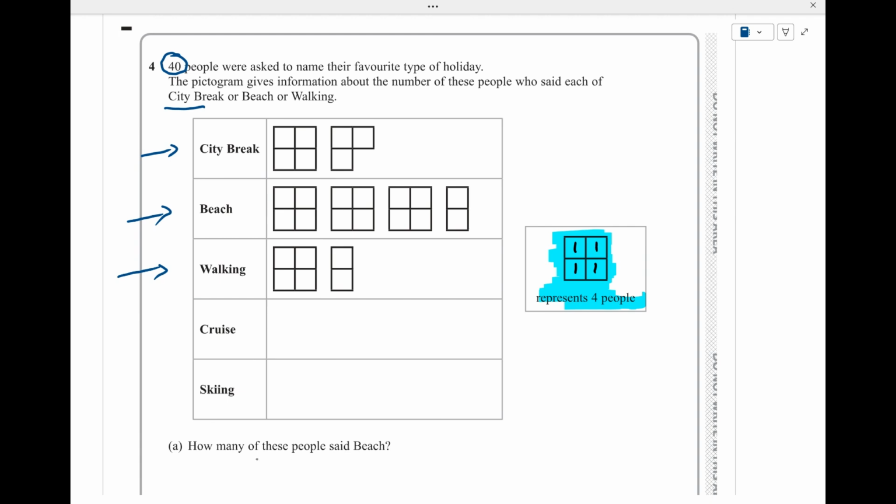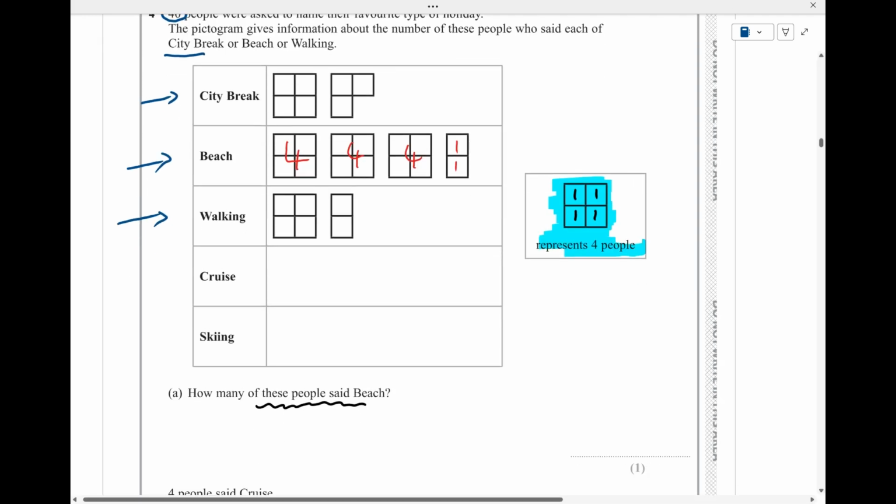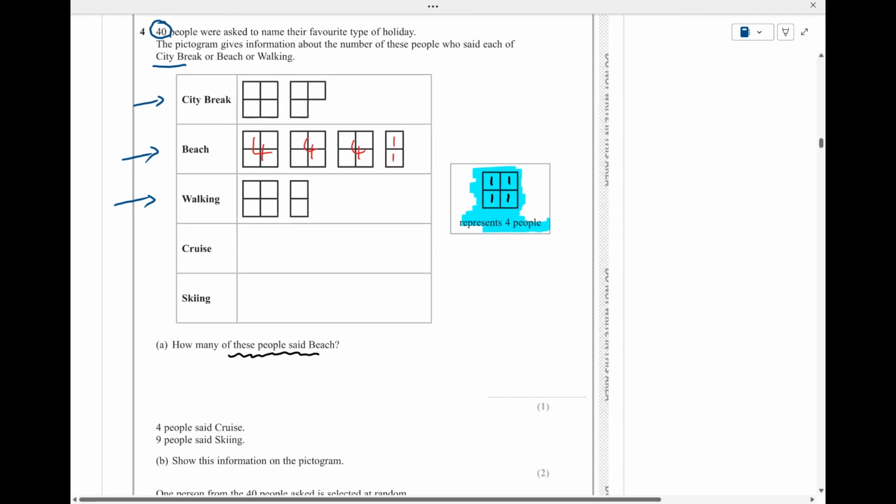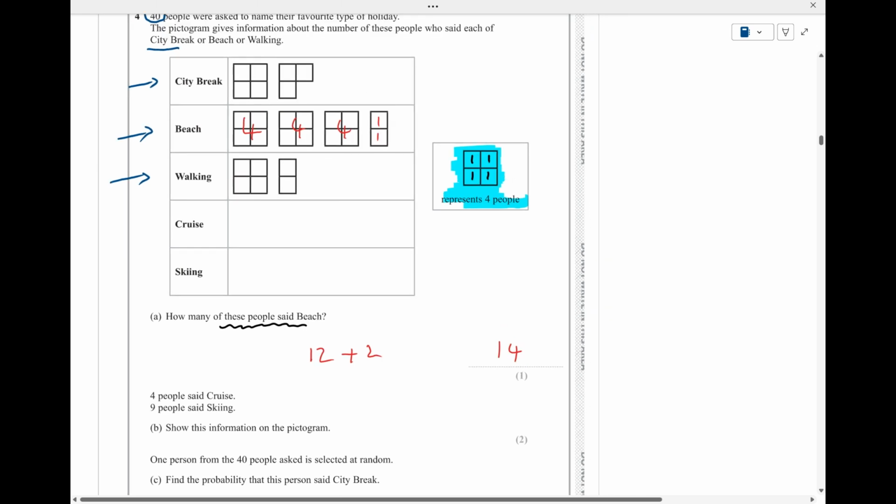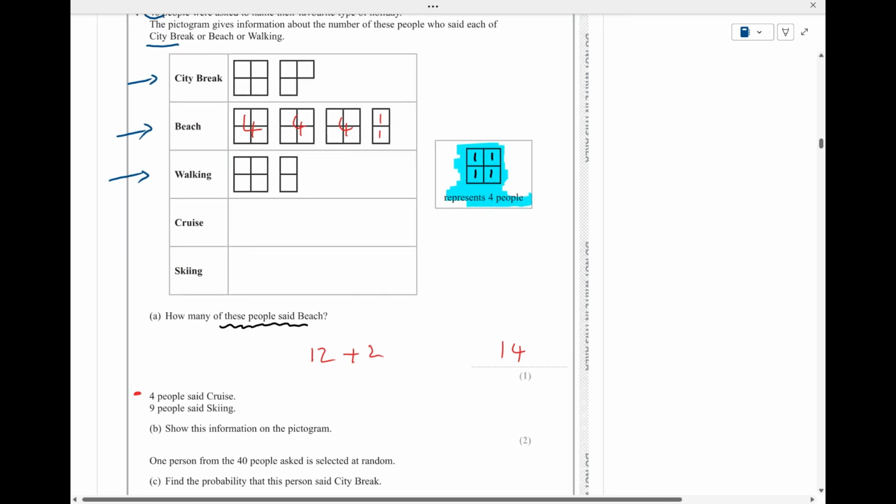How many of these people said beach? Well, each one of those large squares is 4 people, 4 people, 4 people, 4 people. Oh, and 2 more people. So that's 12 plus 2, 14 people said beach. Okay. 4 people said cruise, 9 people said skiing. Show this information on the pictogram.